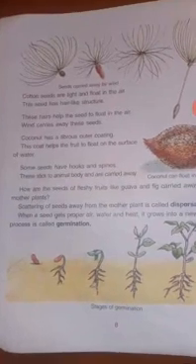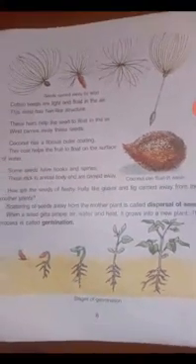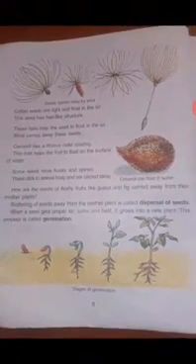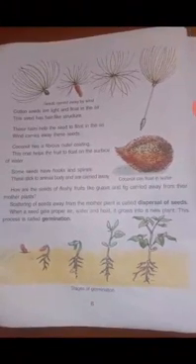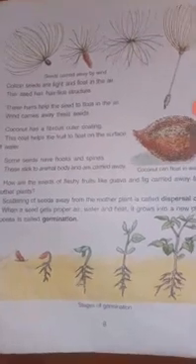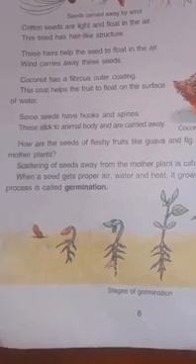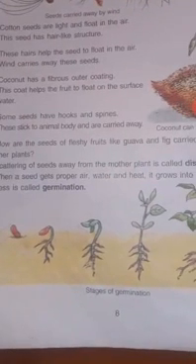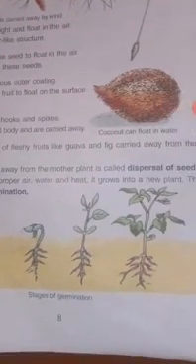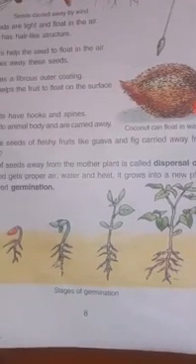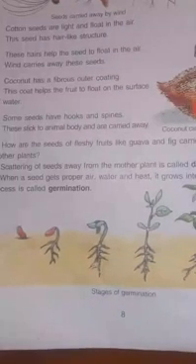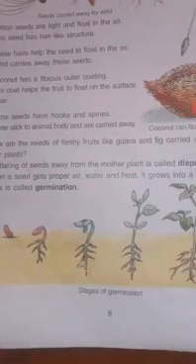Now the germination process. What is it here? Scattering of the seed away from the mother plant is called dispersal of the seed. You have to learn this definition, as you have understood. And germination: when the seed gets proper air, water and heat, it grows into a new plant. This process is called germination. This is a step by step diagram you can see here, and you can do an activity based on this also. You can take a seed and plant it in another pot, and you will see that it grows like this, and germination takes place when it gets proper air, water and heat.